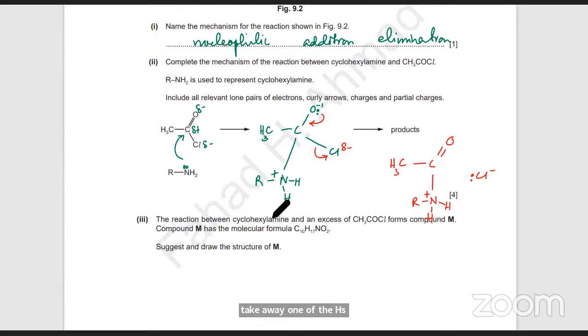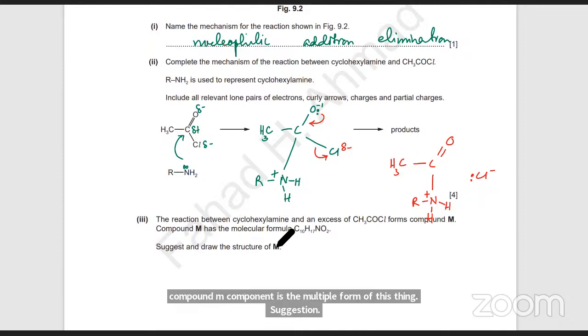Next, the reaction between cyclohexylamine and an excess of CH3COCl forms compound M. ये clear है वाला? Is this part clear? Yes, sir. Most people get confused with hydrolysis. You can remember to practice this a lot. Compound M has the molecular formula of this thing. Suggest and draw the structure of M.